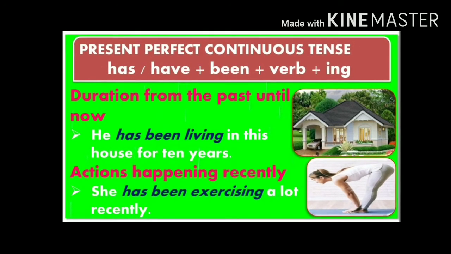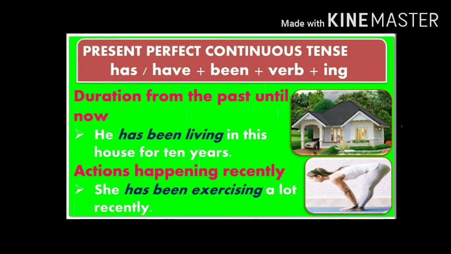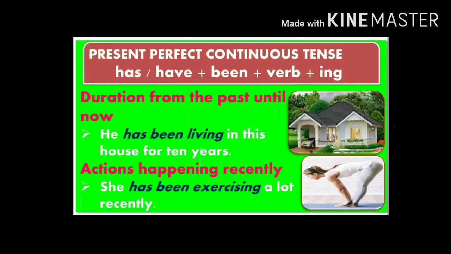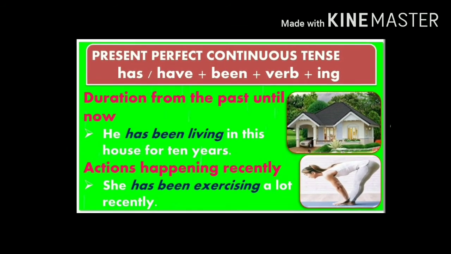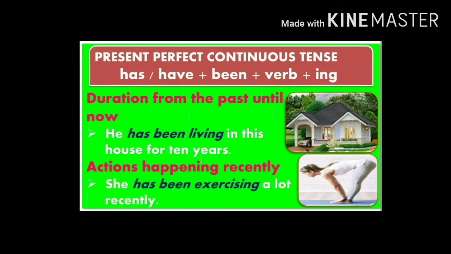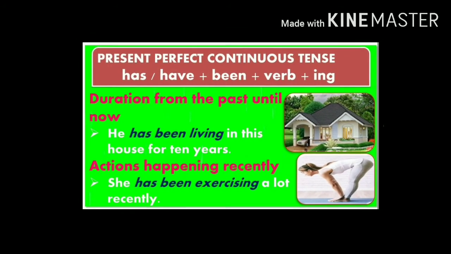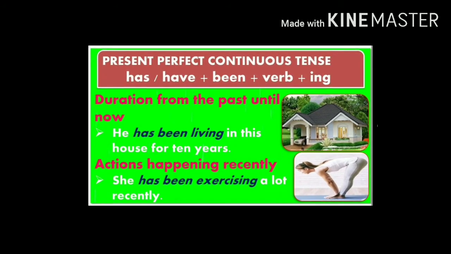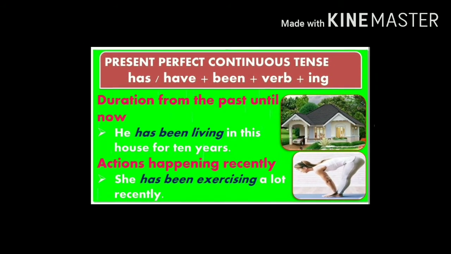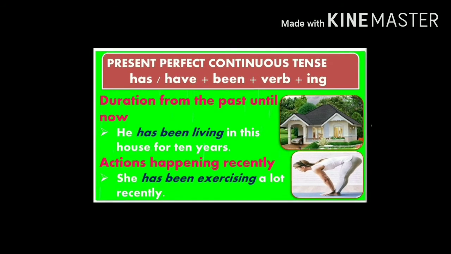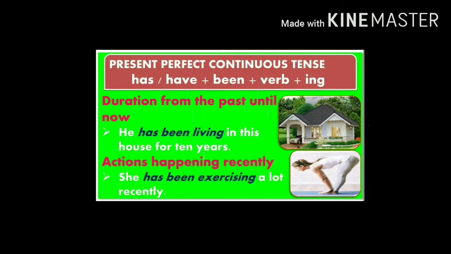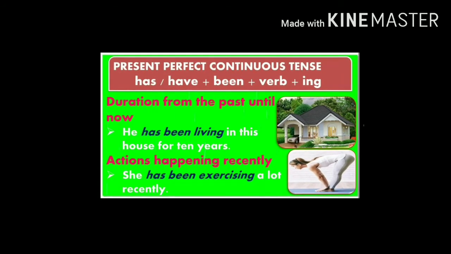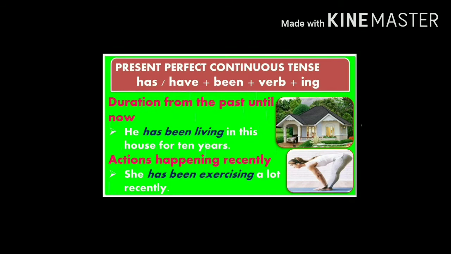We are using present perfect continuous tense in the four places. They are duration from the past until now, actions happening recently, actions going on for a period of time, and temporary actions. Let's see with examples. Duration from the past until now. Example, he has been teaching for 10 years.